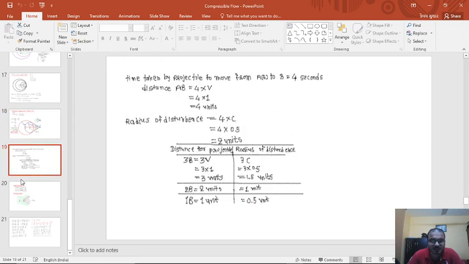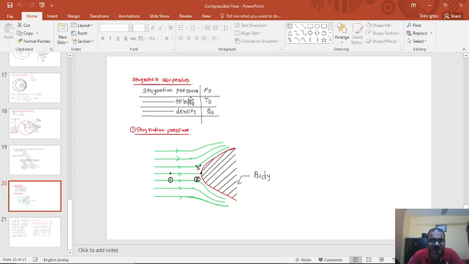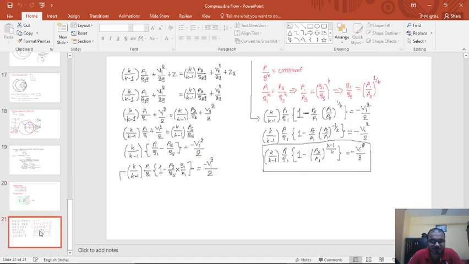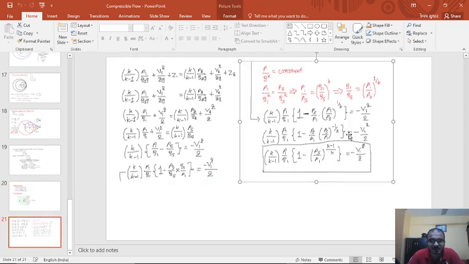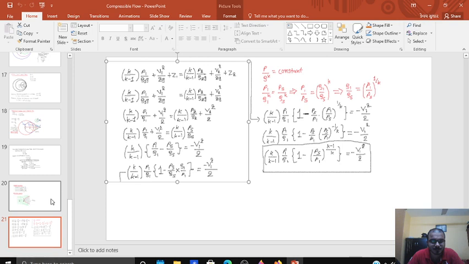Next we discussed stagnation properties. We were about to derive the equation for stagnation pressure, and we have done up to this. So let's continue from here.